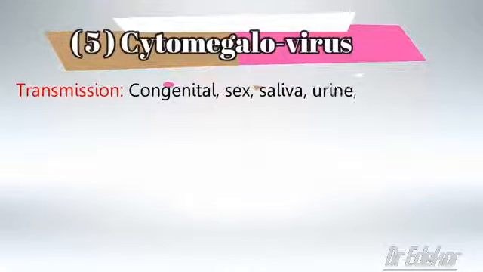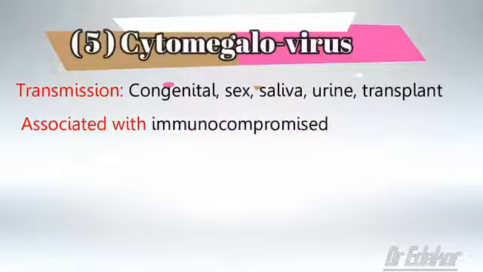Herpes number 5, also known as cytomegalovirus, well, it's number 5, so it has 5 ways of transmission, and they are congenital, sexual intercourse, saliva, urine, and organ transplant. Cytomegalovirus loves immunocompromised patients.